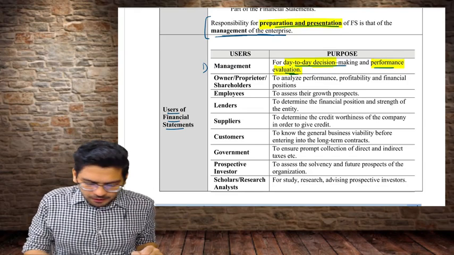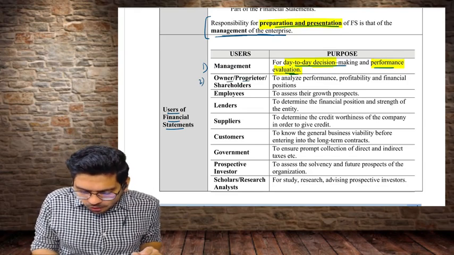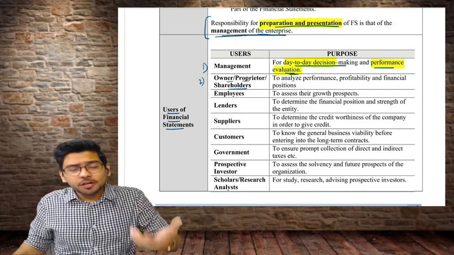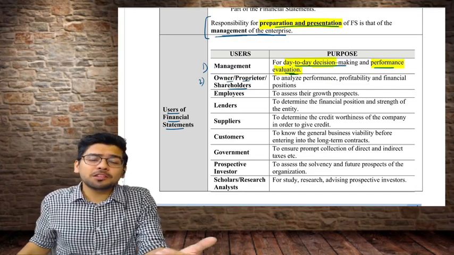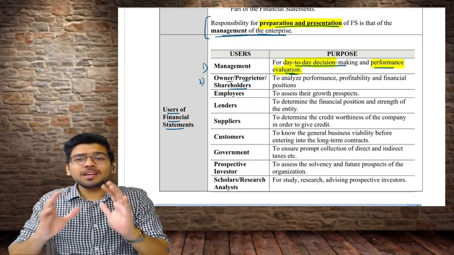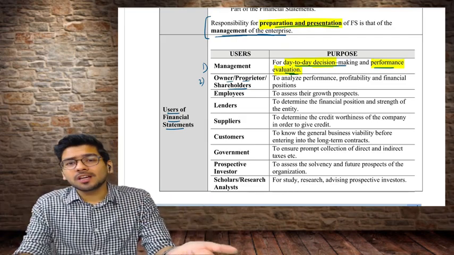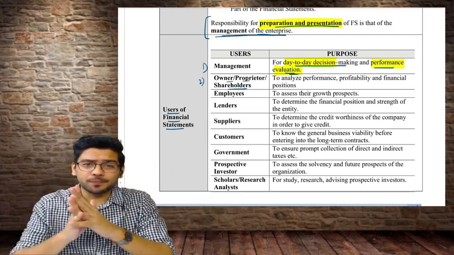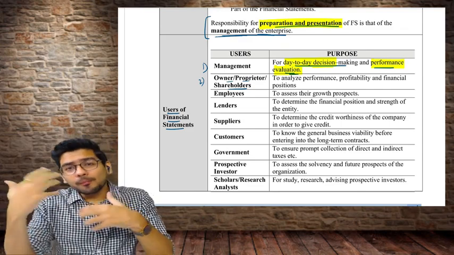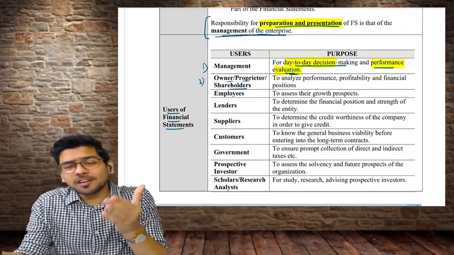Now, second, the owner, the proprietor, or the shareholders. Now the shareholders, the owners, they also can be the users of the financial statement. In a company, all of you know this, the shareholders put in their money in the company, and the company is run by, let's say, the directors, and the management is different.